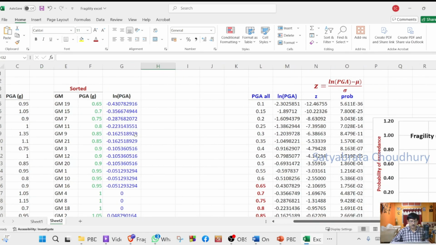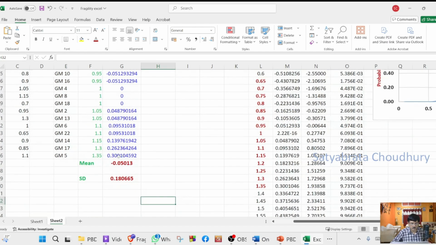Now, these values we have got from the IDA curves. At the intersection of the 4% IDR vertical line with the IDA curves, we got the 22 points. Utilizing these 22 points, we have found out the mean and the standard deviation.